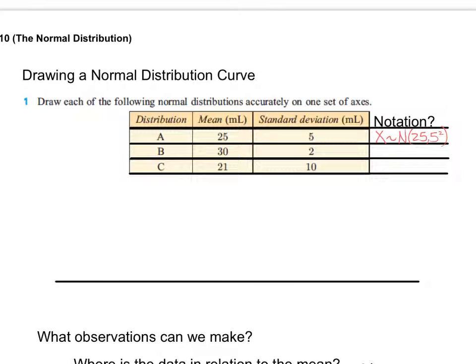Okay, so for part B, we would say X is what? Someone else, what would we have there? 30. X is distributed normally, good, with a mean of 30 and a standard deviation of 4 or 2 squared. Okay, good. The variance there is 4 or 2 squared. Okay, very good.